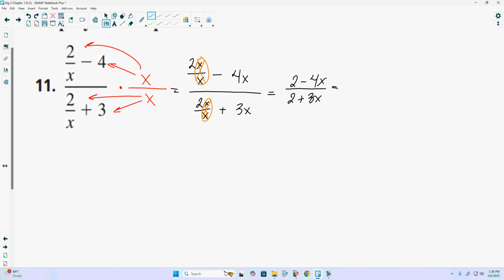Yes. On bottom, 2 and 3x, is there a greatest common factor? No, and since the degree is 1, that's really as simplified as it gets. However, we can write it in standard form, 3x plus 2.